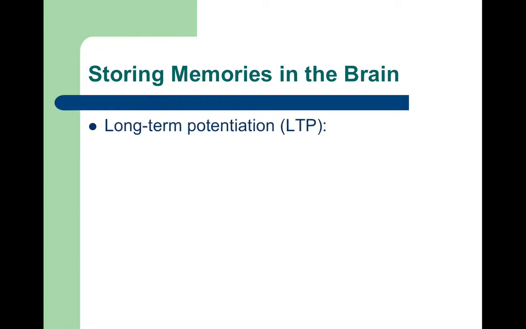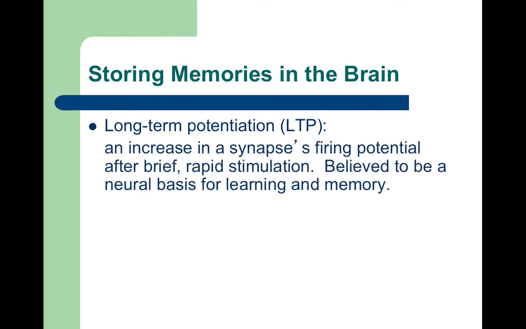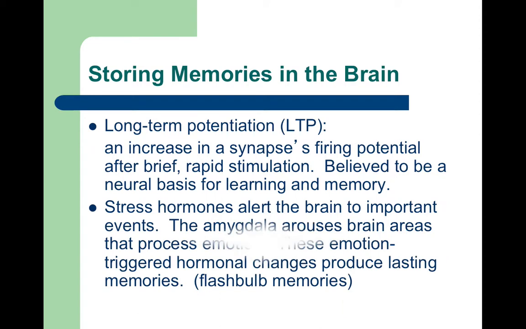When we talk about storing memories in the brain, there's a section in our book called long-term potentiation. And this is an increase in the synapse firing potential after brief rapid stimulation, and it's believed to be the neural basis for learning memory. What we find with long-term potentiation is that neurons that fire together wire together, and that's why practice literally makes perfect. We have these neural networks that form the more and more we rehearse information. We also are linking in long-term memories what we talked about with flashbulb memories and how stress hormones in the brain alert the brain to important events. That's why the amygdala is that area of your brain that processes emotion, and it triggers hormonal changes that produce lasting memories.